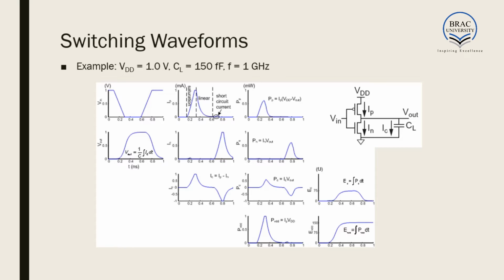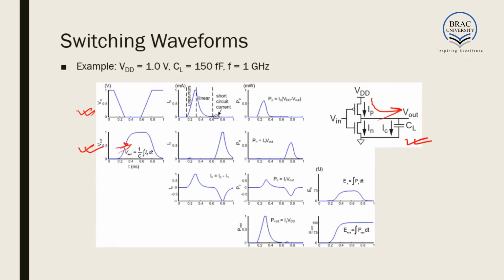Now, let us look at different waveforms. So, we are considering this inverter over here. In case of the inverter, this is Vin and this is the corresponding Vout. We can observe that there is a delay in the wave shape. That is, the output doesn't rise as soon as the input falls. So this is a practical case example. When the output rises, the VDD is mapped to the output.